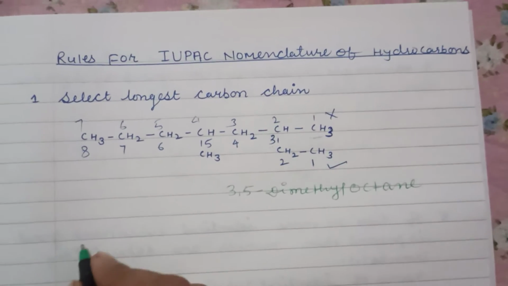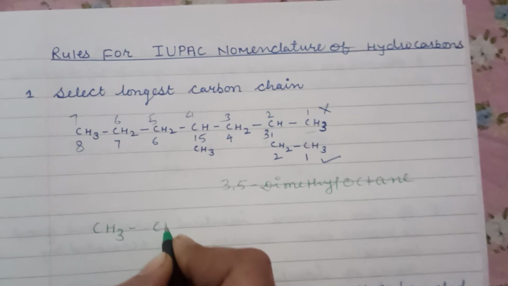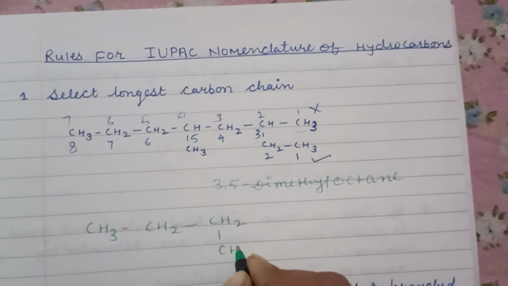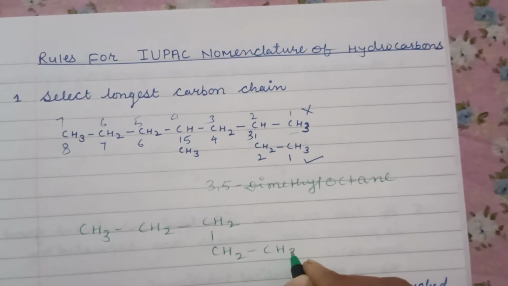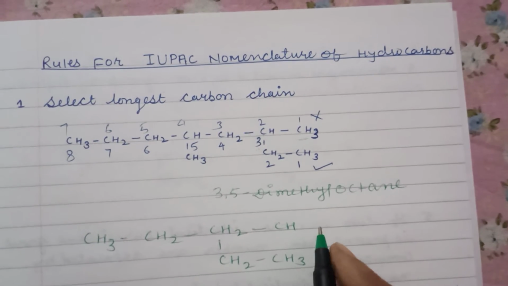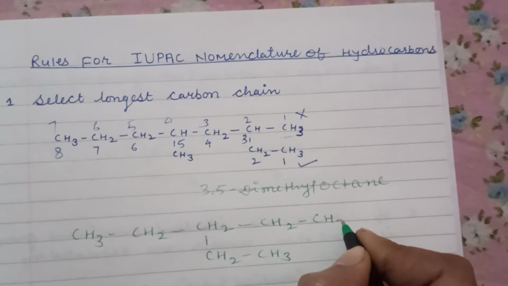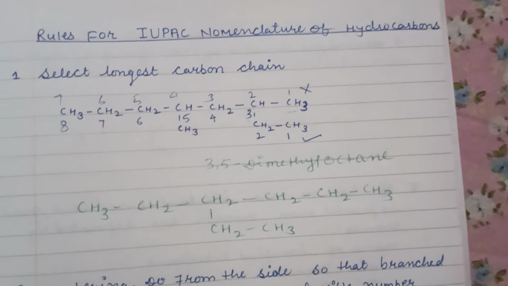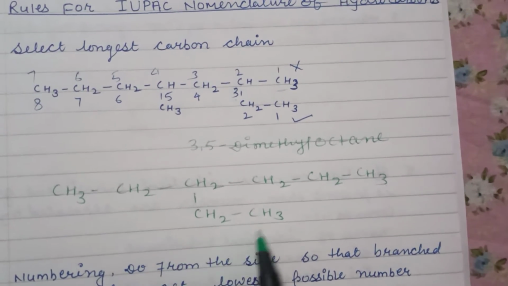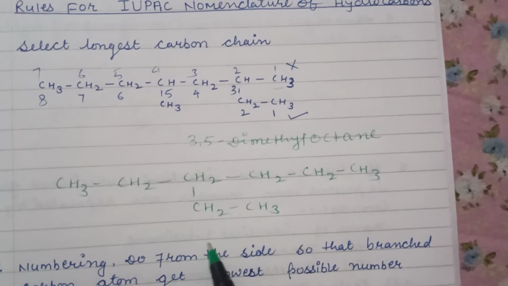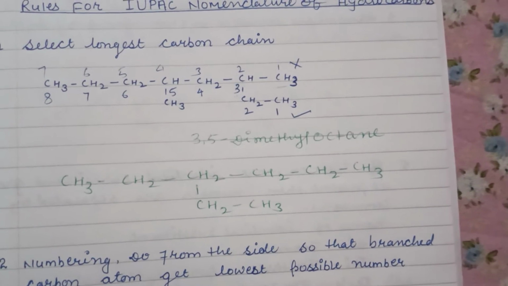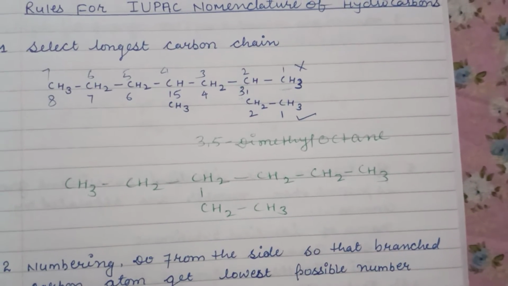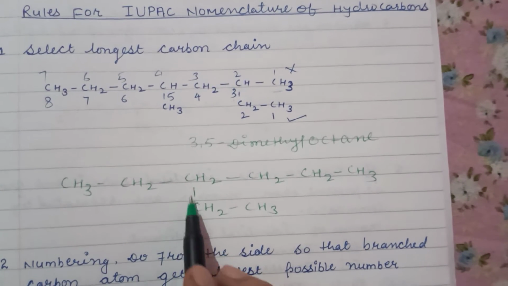Let us take another example. Like I have written CH3, CH2, CH2, CH2, CH3, and CH2, CH2, CH3. Okay, this is the chain. From which side you will do numbering, and how many carbons chain will be parent chain. So let us see. 1 2 3 4 5 6 carbons. 1 2 3 4 5.